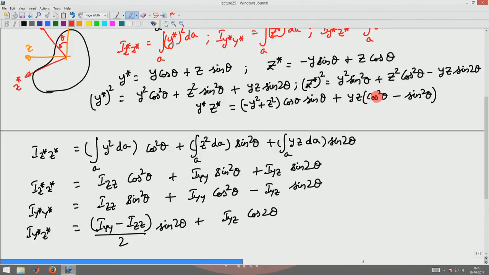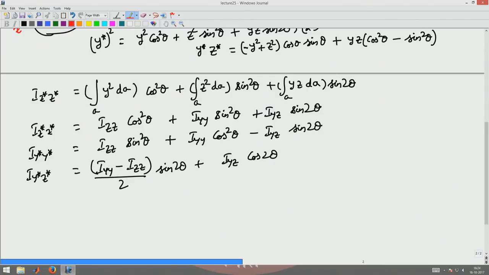I use the fact that cos square theta minus sin square theta is cos 2 theta, and I use the fact that cos theta sin theta is sin 2 theta by 2, and minus y square dA would be I z, and z square dA would be I y. Okay. That is what I have used to find this expression in here.